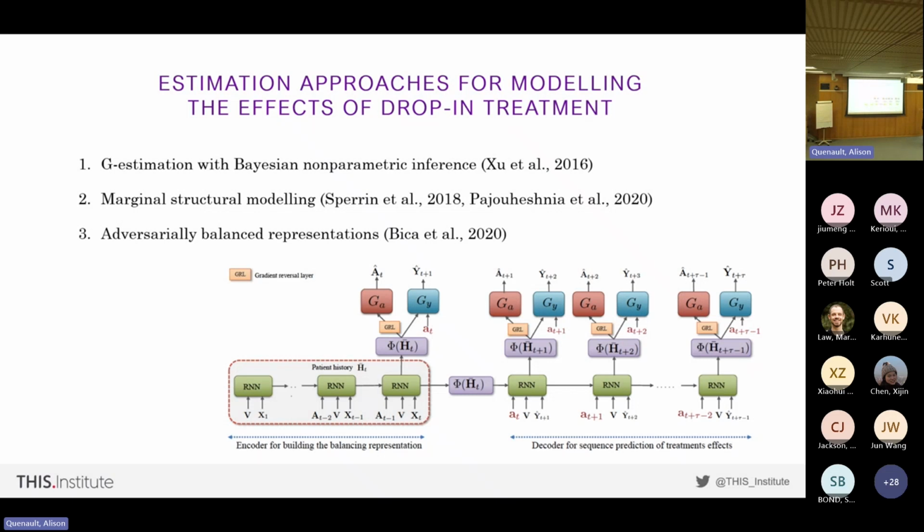So also for drop-in treatment, a number of estimation approaches have been proposed in the literature. We've done some work in Manchester led by Matt Sperrin on marginal structural modeling, and there was a similar approach from Roman from Utrecht. And there's also been some machine learning work, actually from Cambridge, from Mihaela van der Schaar's group, on adversarially balanced representation. So this architecture is actually from that paper, the BCAP paper.